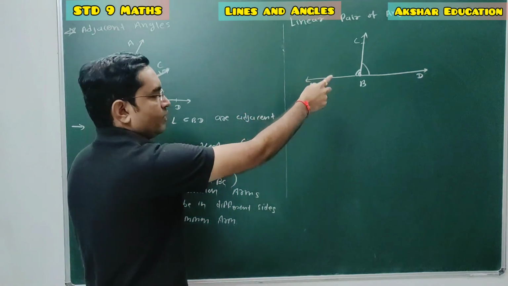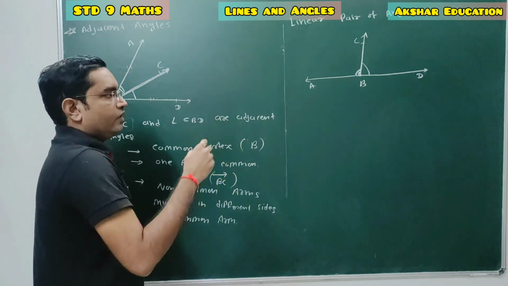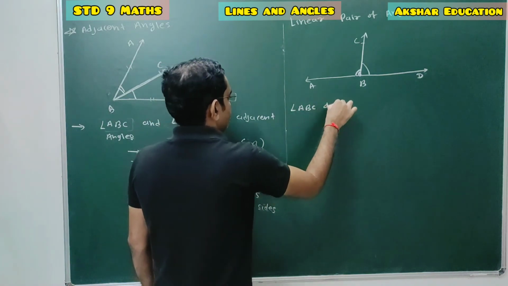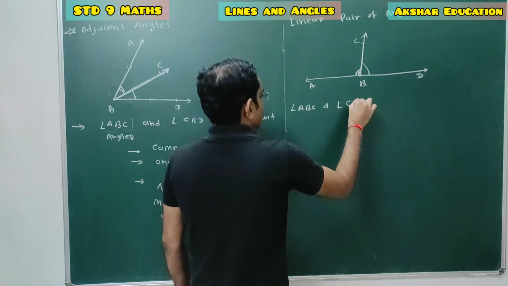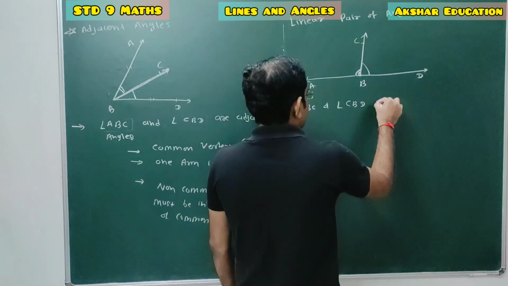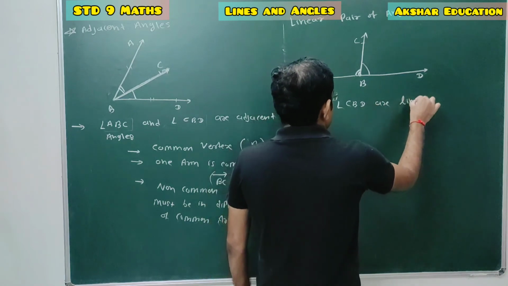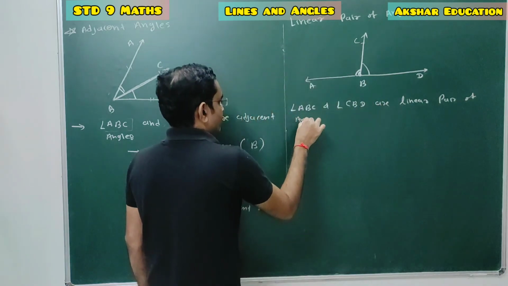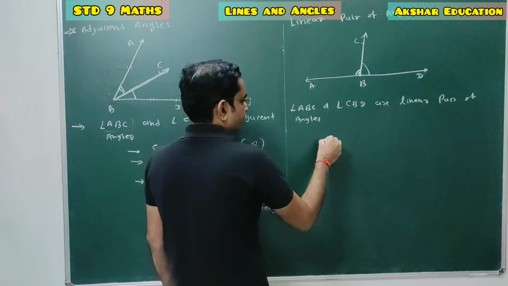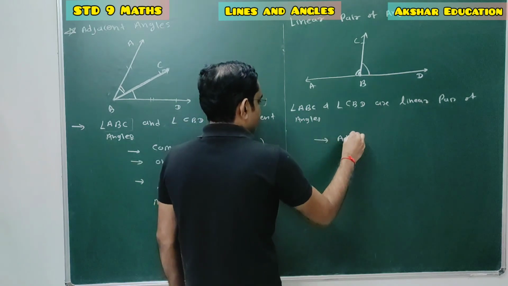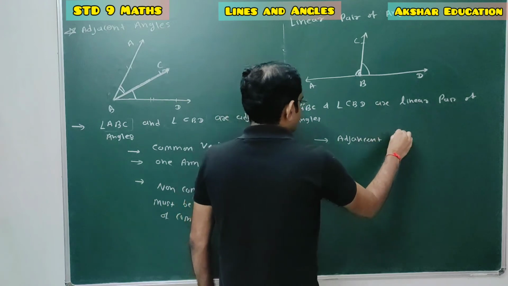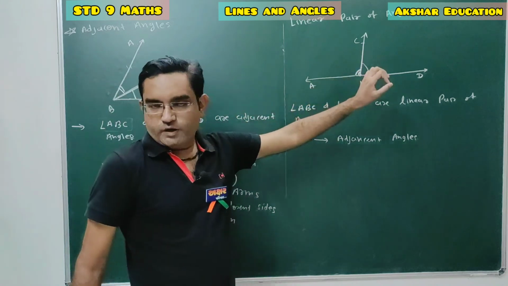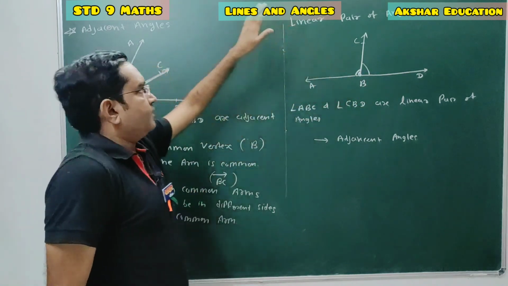So these two pair of angles are the adjacent angle, but one more condition is there. So here we can say angle ABC and angle CBD are linear pair of angle. These are the linear pair of angles. Why? Because they are adjacent angle. That means these two angles fulfill all the conditions of adjacent angles.